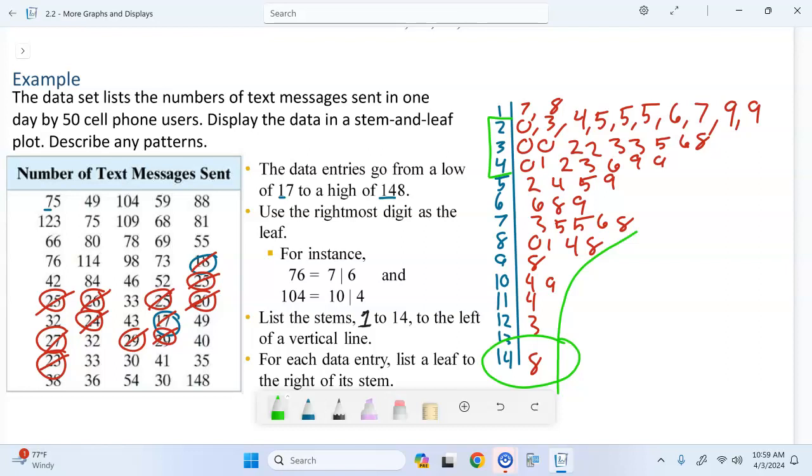Correct. Good. Okay. So, looking for unusual data values, anything that's far away from the rest. All of those are patterns that we can look for in the visual display.